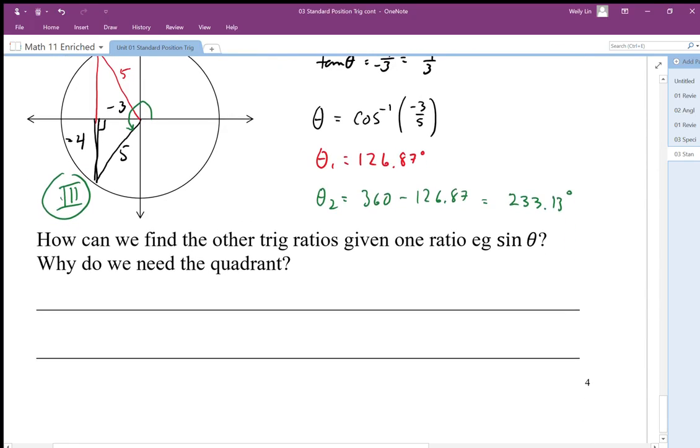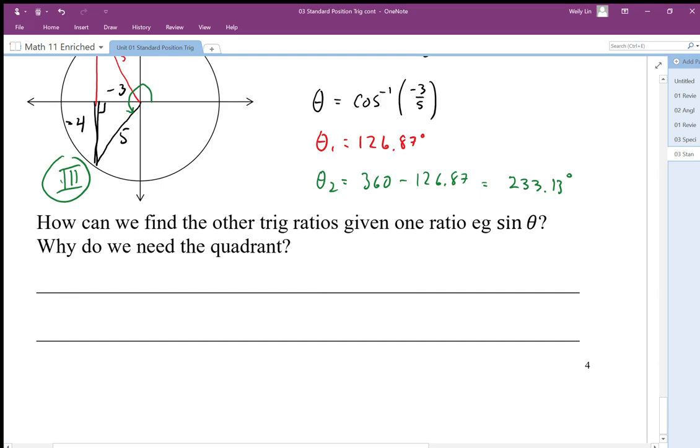So how can we find the other trig ratios given one ratio? Why do we need the quadrant? So we find the other ratios by solving for the unknown sides. And we try to keep those in exact value.